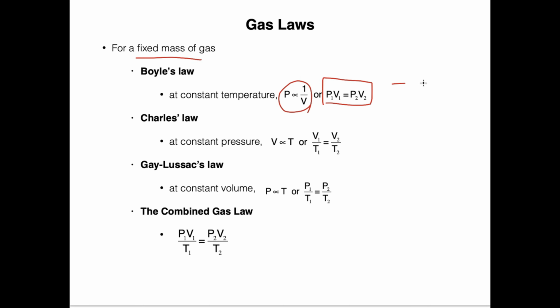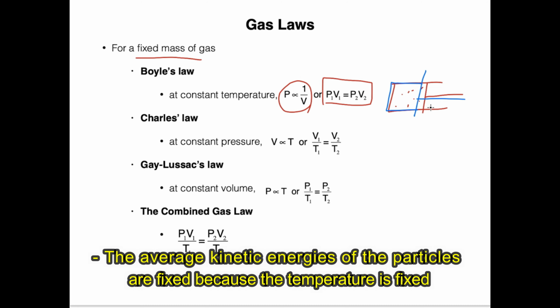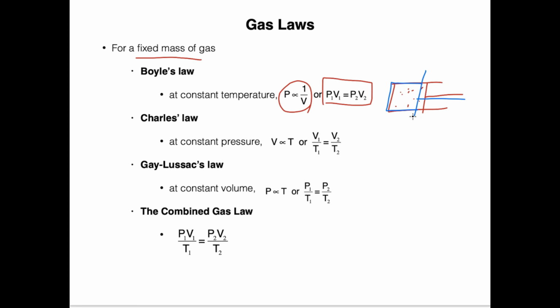Let's visualize gas particles moving around inside a piston. This is a piston, and there are gas particles moving inside it. If there is a decrease in volume of the piston by pushing the piston inwards, because the number of particles and the average kinetic energies of the particles are fixed, the pressure will increase, and vice versa, because the particles, which are inside a smaller volume, will collide with the walls of the piston more often. This shows that the pressure and volume at these conditions show an inverse relationship.